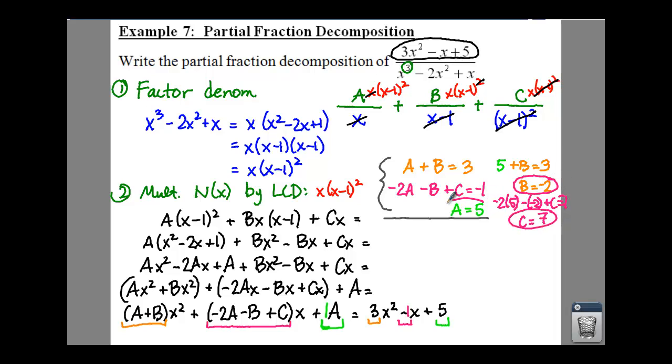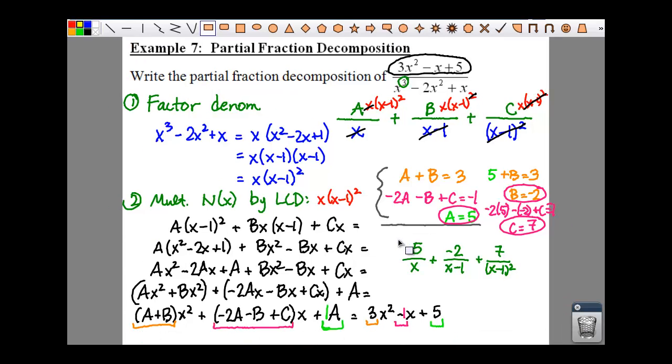So now that we have all 3 of your numerators, you can rewrite your fraction up here. And for your A, you can say 5 over x, plus your B, which is negative 2, over (x minus 1), plus your C, which is 7, over (x minus 1) squared. So that is how you decompose a partial fraction.